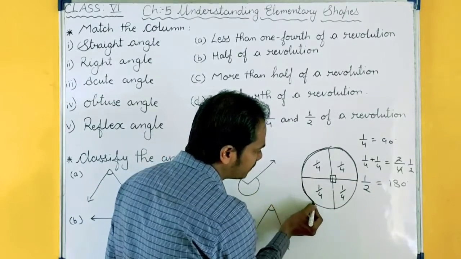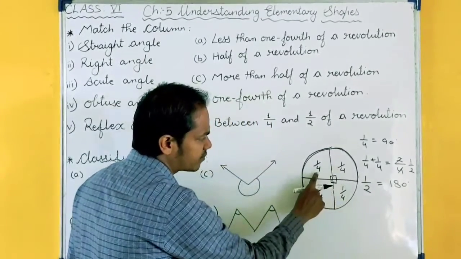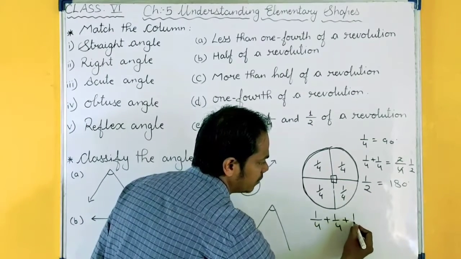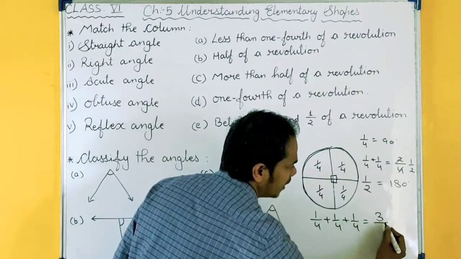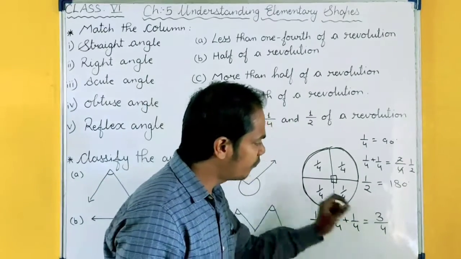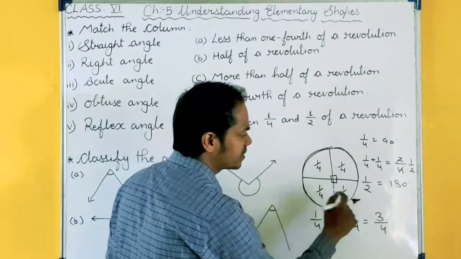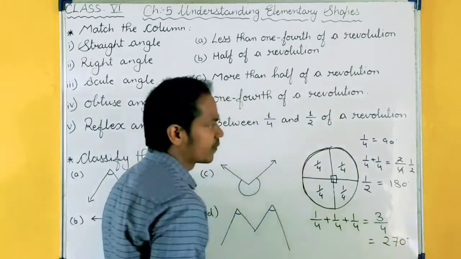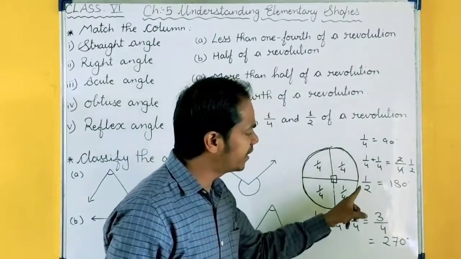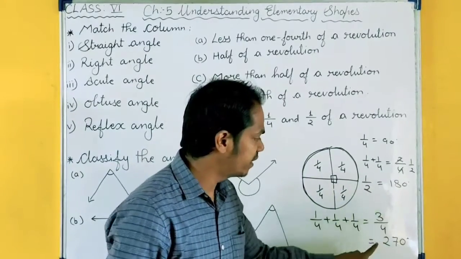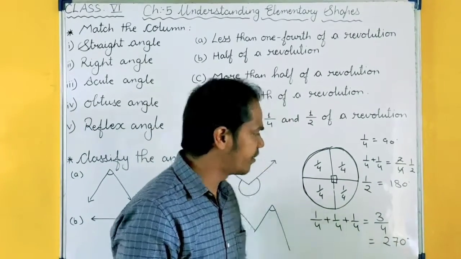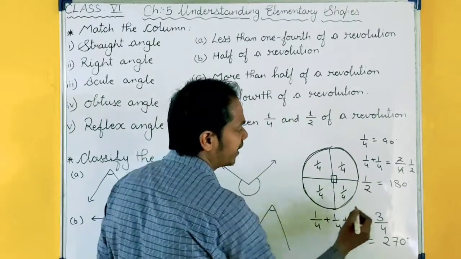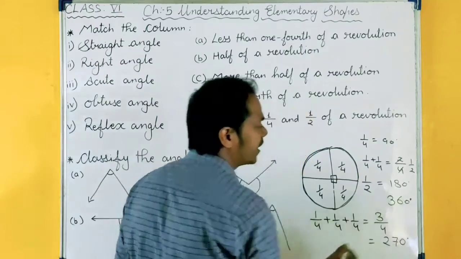Again you move from here till here. So 1/4 plus 1/4 plus 1/4 will give you 3/4. So 3/4 revolution means 90 plus 90 plus 90, which is 270 degree. 1/4 revolution means 90 degree, half revolution means 180 degree, and 3/4 revolution means 270 degree. And when you complete one full round, 90 plus 90 plus 90 plus 90, it becomes 360 degree.